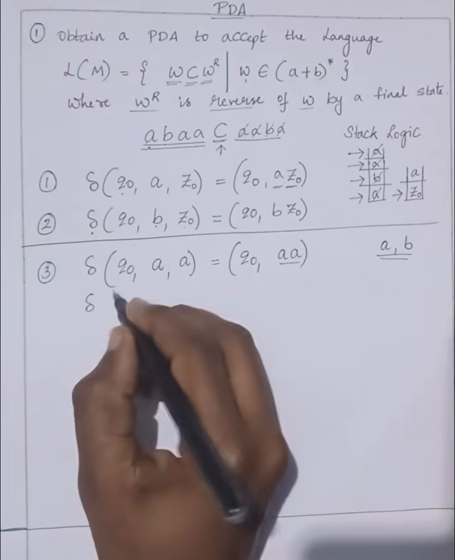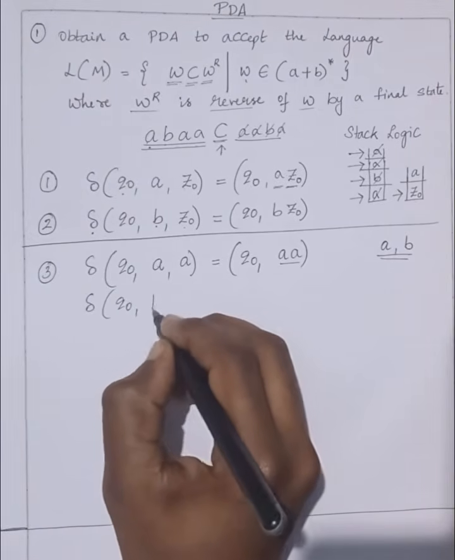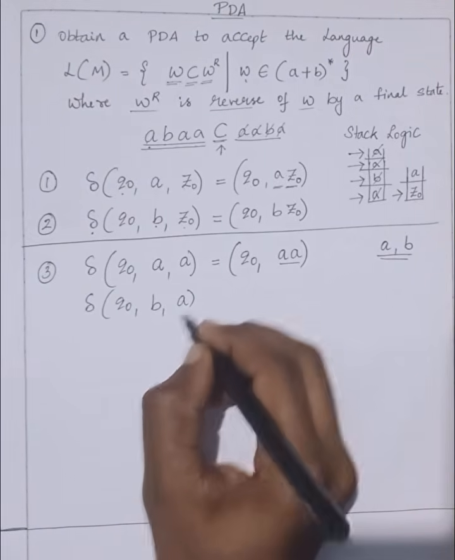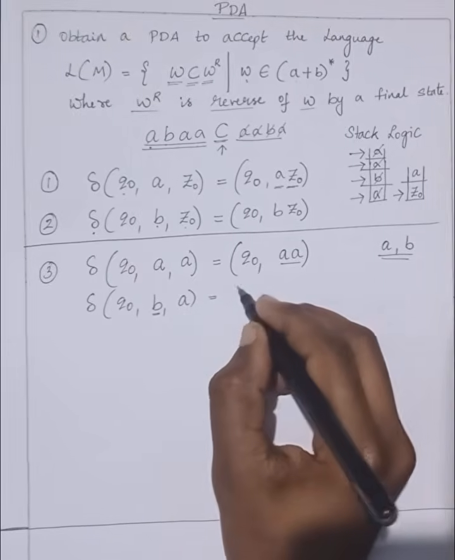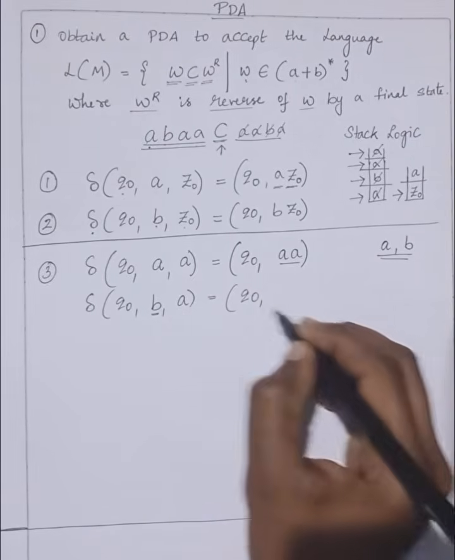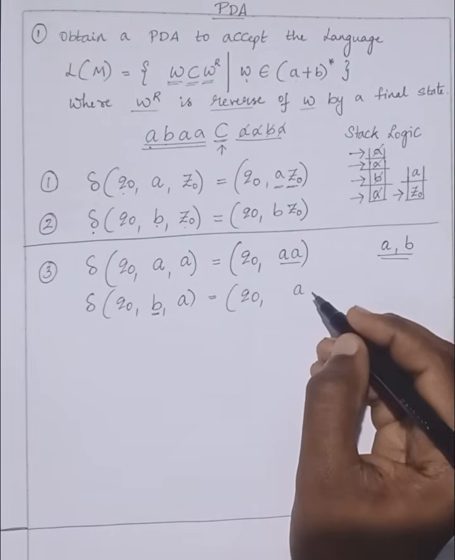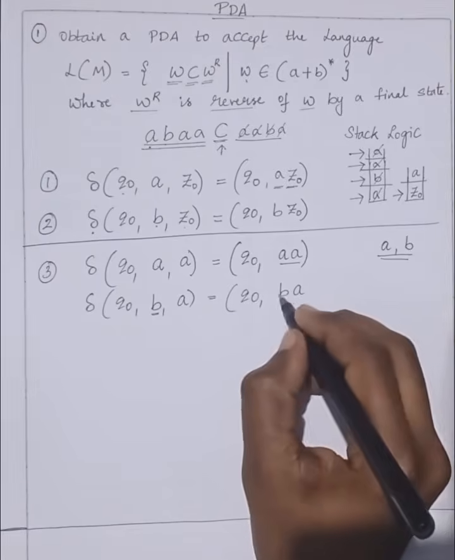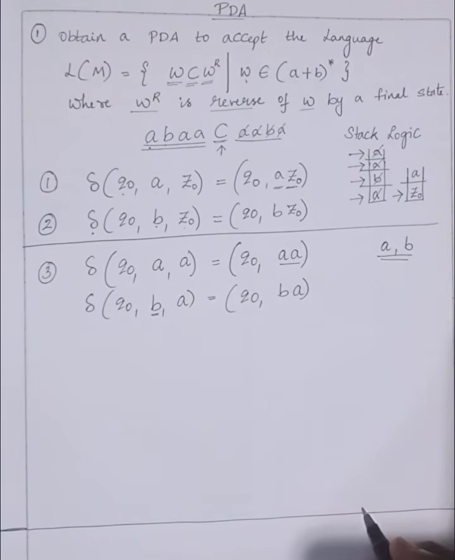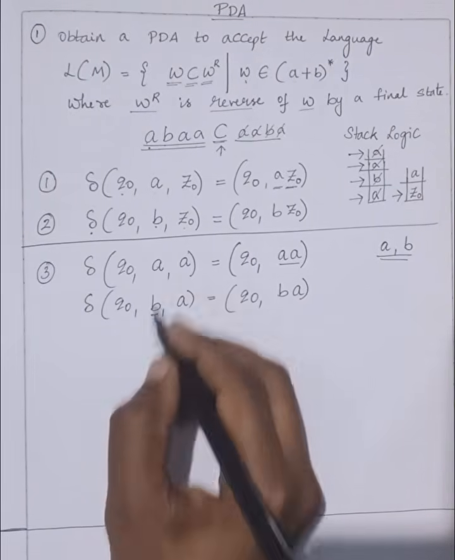In the same way, for the second combination, the top of the stack is A, but our new input is B. Then we'll push that also into the stack. That is Q naught. So already A was on the top of the stack. We are setting the B on the top of the stack. Okay, so now we have two combinations.